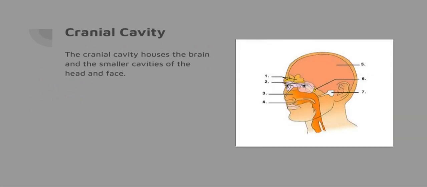The cranial cavity houses the brain and other smaller cavities of the head and face, which includes the nasal cavity, the oral cavity, the orbital or optic cavity. These are numbered here, but not labeled.